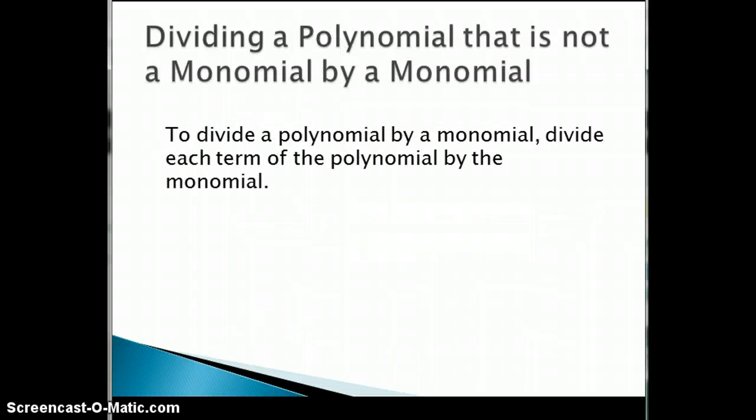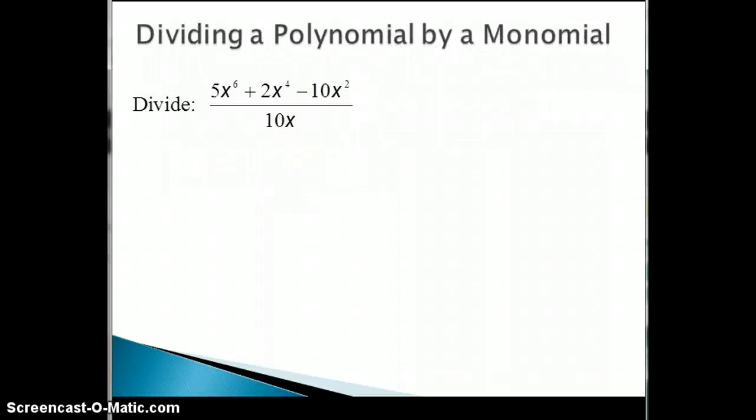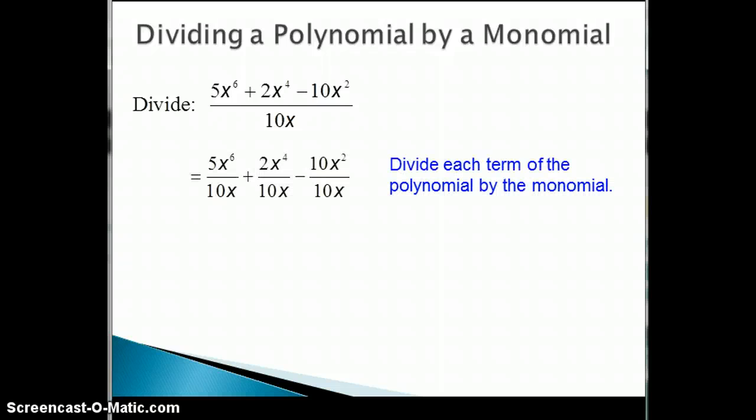So now we're going to look at how to divide a polynomial by a monomial. So here's a polynomial, a trinomial on the top, being divided by a monomial. So how we do that is we divide each term of the polynomial by that monomial. So we're going to divide the 5x to the 6th by the 10x, then we'll divide the 2x to the 4th by the 10x, and we'll also divide the 10x squared by the 10x. And notice that the signs in our polynomial on the top will go in between each of those divisions.